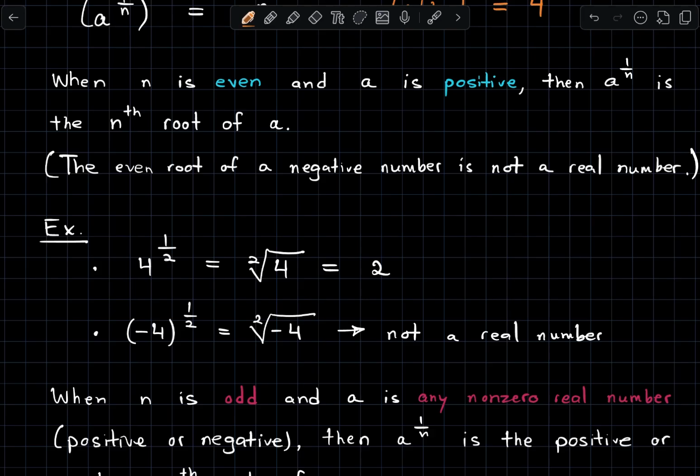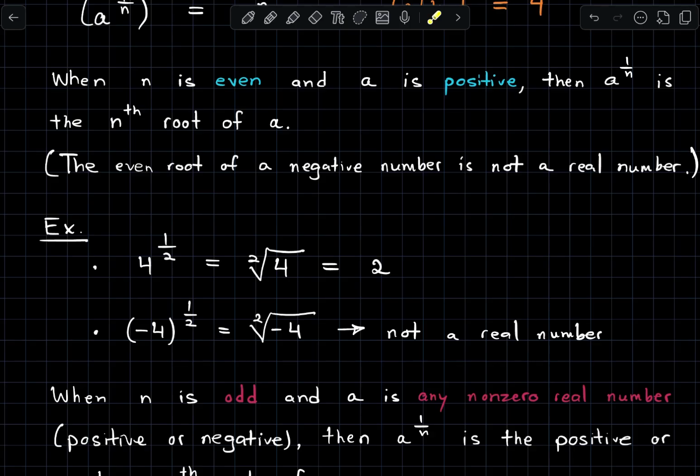Now, if we had a negative number inside of that for a, this wouldn't work because the even root of a negative number is not a real number. Okay, so let's look at these two examples real quick. Again, the same one, 4 raised to the 1/2 power. This is the same thing as the square root of 4, which comes out to 2. If that were instead negative 4, then this means we're trying to take the square root of a negative number, which is not a real number because there's no number we can multiply by itself to get a negative 4. Okay.